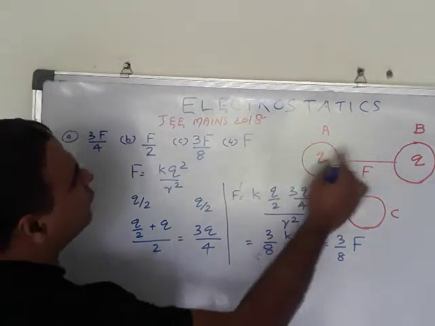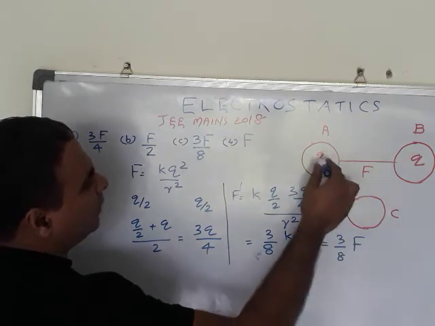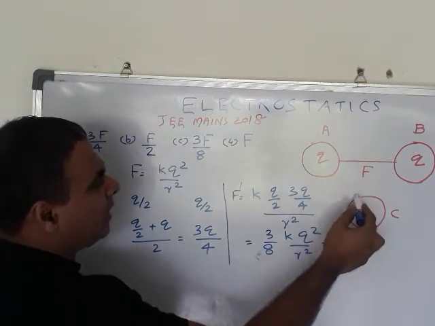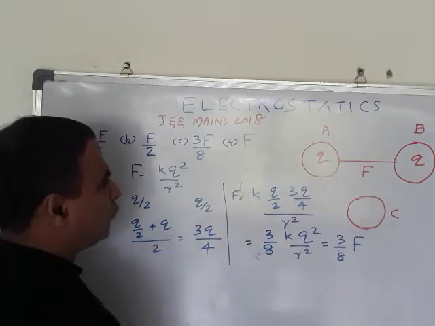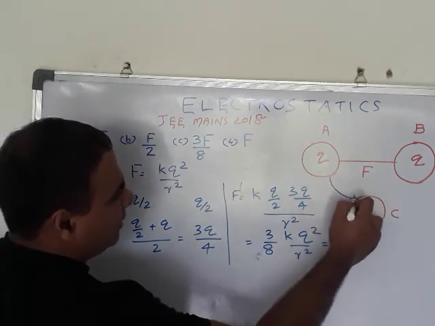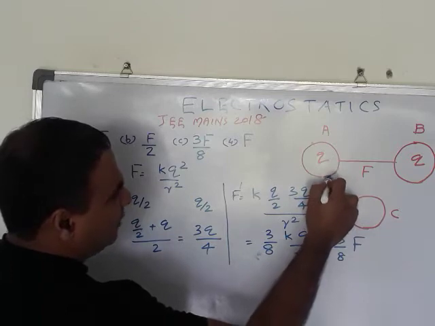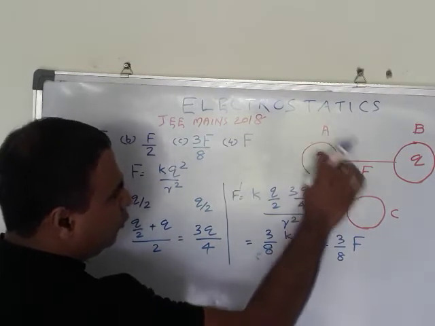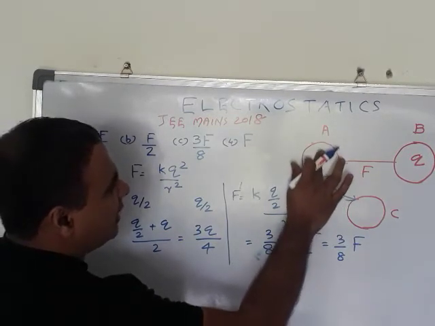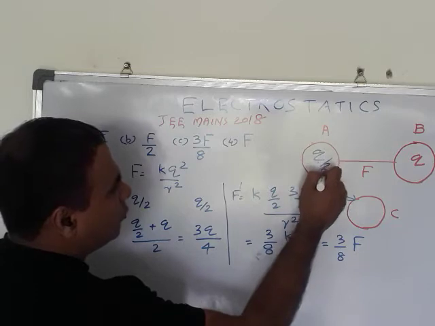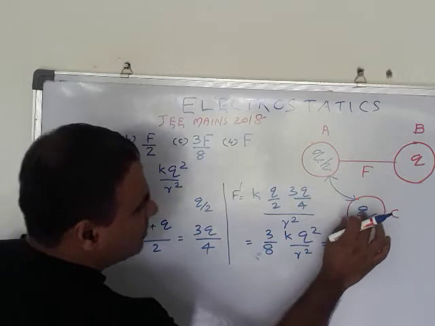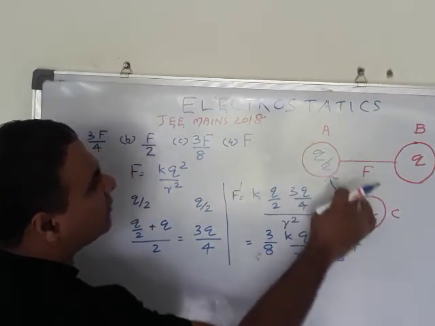So first, these two spheres A and B are having charge Q and the force is F between them. I am bringing the sphere C. So what will happen when they are in contact? First C is in contact with A. At that time, this Q will be equally distributed. So the charge in A becomes Q by 2, and the charge in C becomes Q by 2. That's what happens once C is in contact with A.